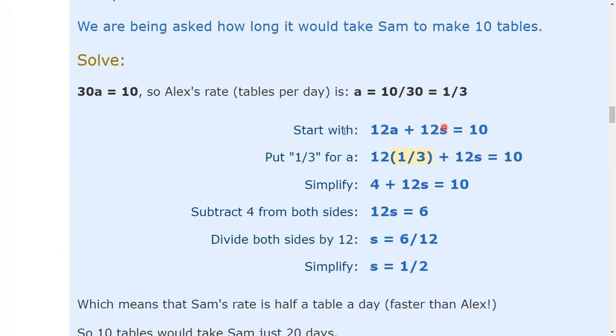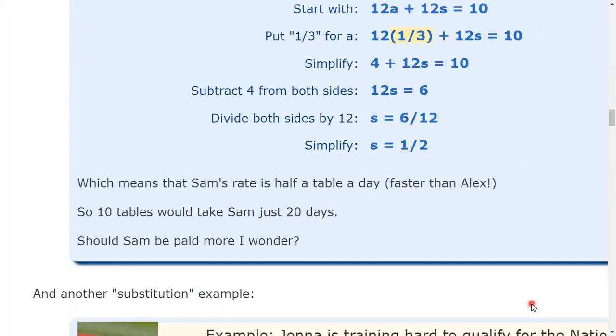1/3. That was the rate of Alex. He is producing 1/3 of the table, and Sam is producing half of the table, faster than Alex. Then what will we have to do? So 10 tables would take Sam just 20 days. Am I right? If half a table is made in one day, he will take 2 days to complete a table, then 10 tables, how many days?